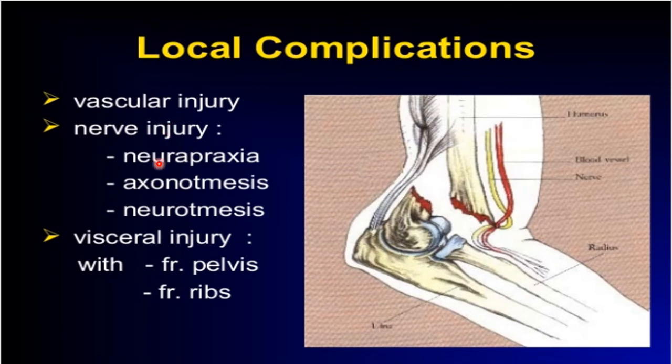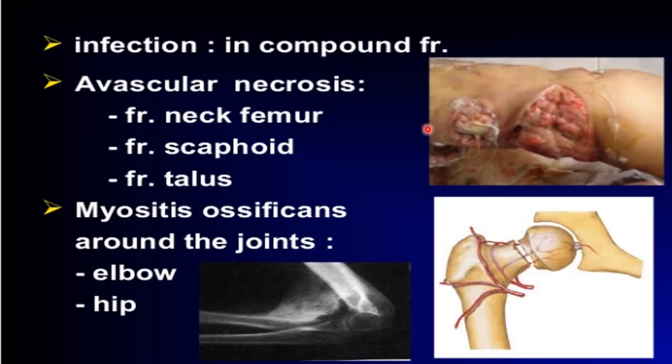Vascular injury, nerve injury, visceral injury, when you have these in a fracture, then that fracture is called a complicated fracture because it is now complicated with local complications. Another common local complication would be infection in the bone, leading to osteomyelitis, or there can be wound infection in compound fractures.